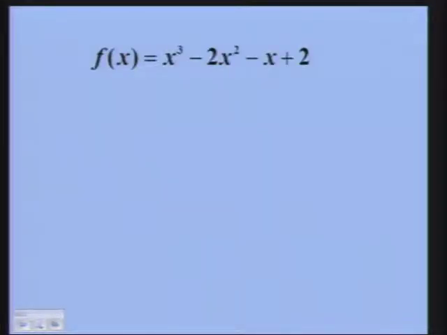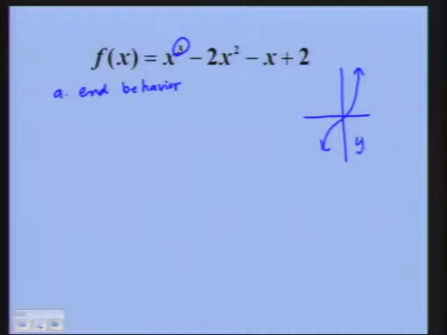Our first equation is f of x equals x cubed minus x squared minus x plus 2. All right, we're going to talk about end behavior first. It's of odd degree here, so that makes us jump to the y equals x cubed graph. Think of it as our pattern. This has a positive lead coefficient, so it's going to have the same end behavior as y equals x cubed. It's going to rise to the right and fall to the left. So it rises right and falls left.